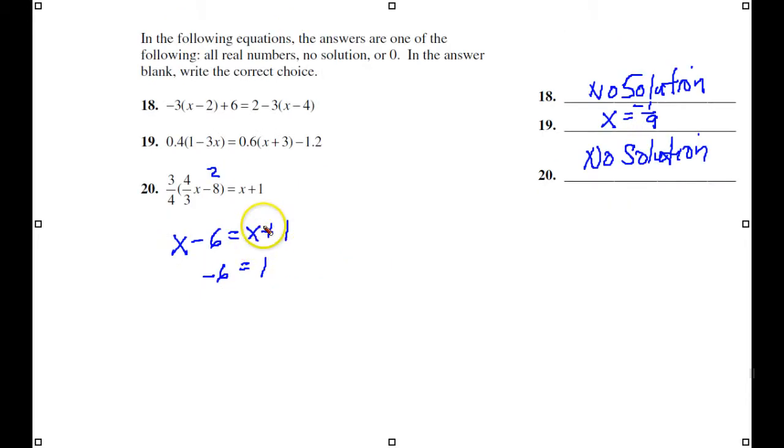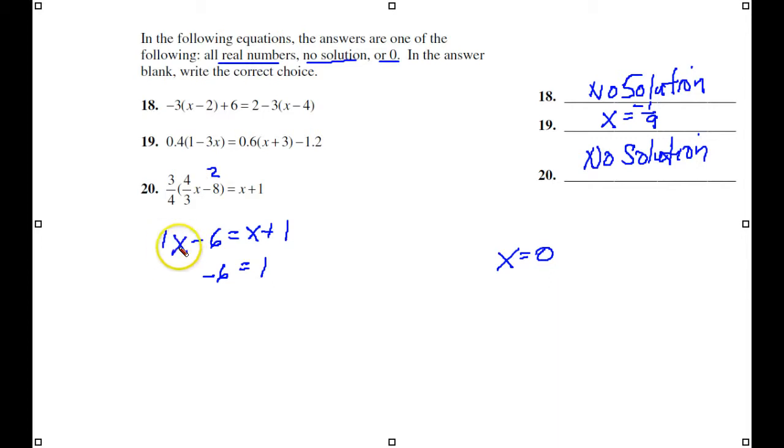Okay, in these last few, they're giving us instruction. Is it all real numbers? Is it no solution? Or is the answer 0? By the way, if you get that x equals 0, that doesn't mean there is no solution. It means that x is 0. That's a good number. Now in number 20, here, these just cancel out on the first one because they're reciprocals, and that makes this a 1x there. And then 4 goes into a negative 8 twice. So we go 3 times a negative 2 is negative 6, x plus 1.